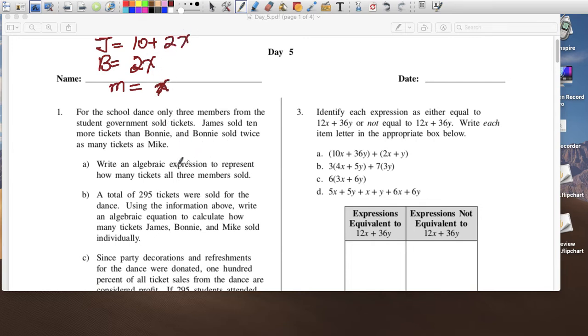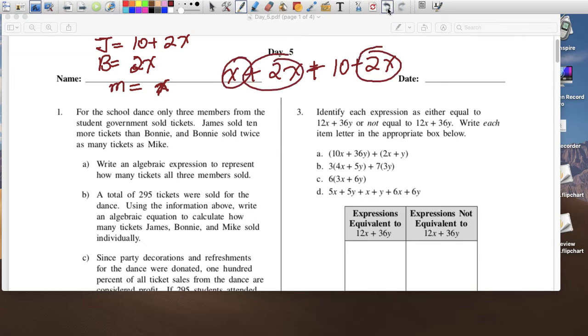Write an algebraic expression to represent how many tickets all 3 members sold. Now I can add them. X, which is Mike's, plus Bonnie, who sold twice as Mike, so 2X, plus James, who sold 10 more than Bonnie, who is 2X. I can combine like terms. 2x plus x plus 2x is 5x, and with the 10, I get 5x plus 10. So the expression that represents how many tickets were sold is 5x plus 10.